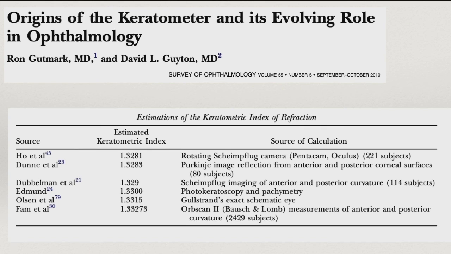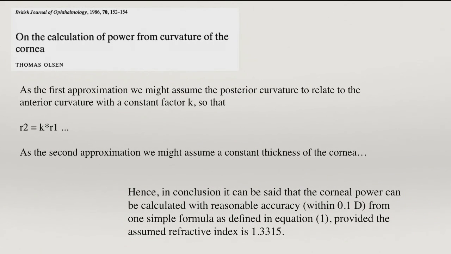Ever since the first keratometer was created, we have used it. Although the cornea has approximately 1.376 refractive index, we use smaller refractive indexes to compensate for the negative power, from 5 to 7 diopters, that the posterior cornea has.